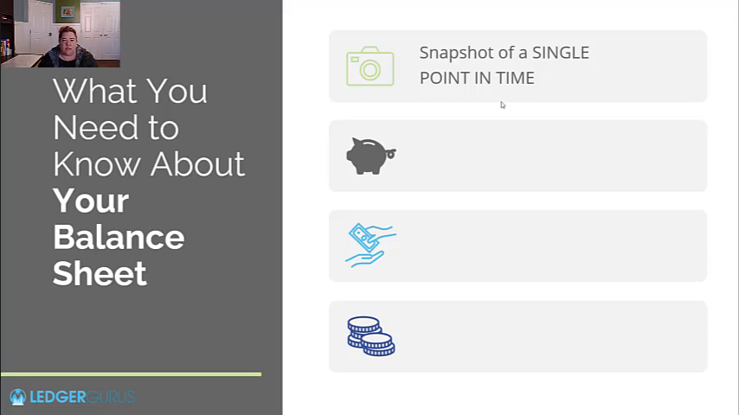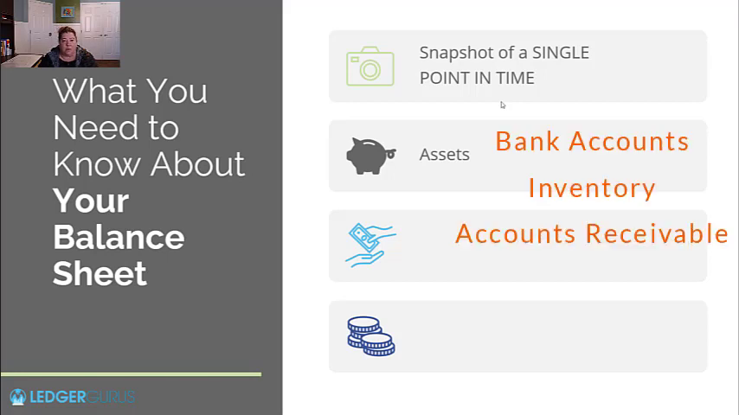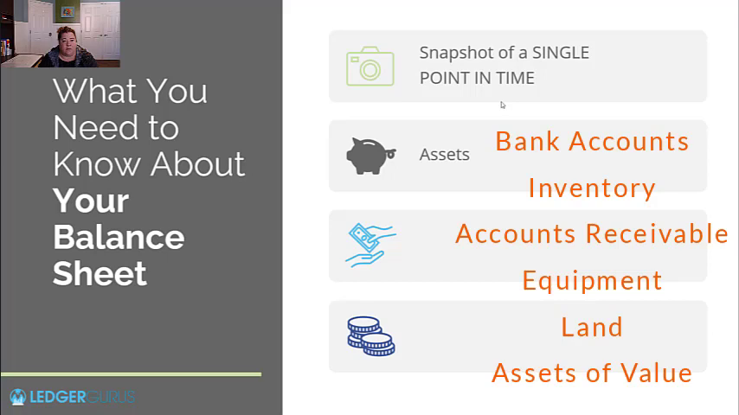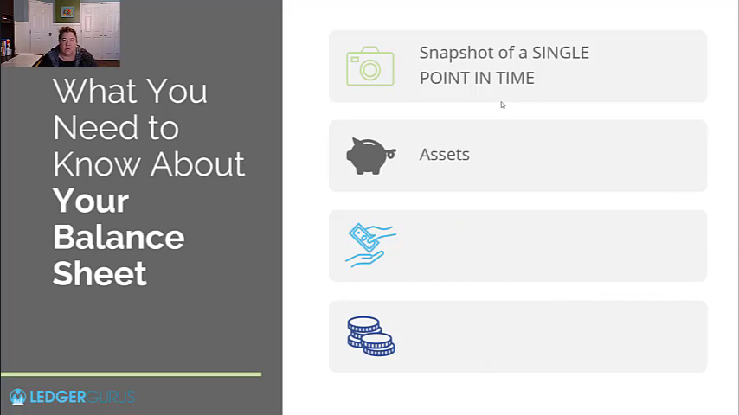Second of all, you need to understand the three major parts that make up your balance sheet. The first one is all of the assets. Assets include things like your bank accounts, your inventory, your accounts receivable, so when other people owe you money, any equipment, any land, any assets of value that you have. Assets are basically something of economic value that you anticipate giving you some sort of opportunity moving forward.